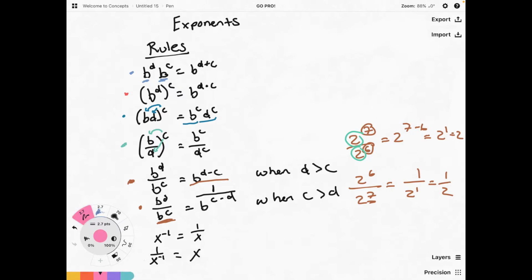And our last rules that we're going to talk about are negative exponents. So if you have x to the negative 1, then that can be rewritten as 1 over x. Similarly, if you have 1 over x to the negative 1 power, that can be rewritten as x. So an easy way to think about this is if you have a negative exponent, then you just need to switch it to either the numerator or the denominator.